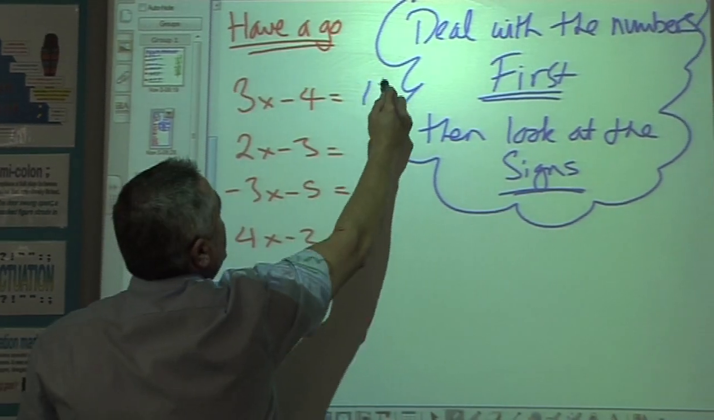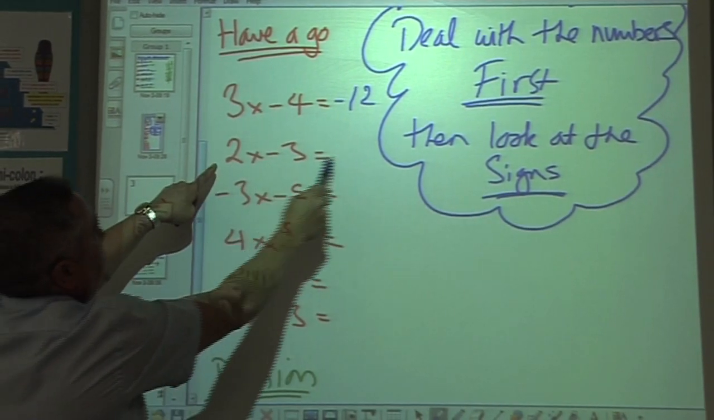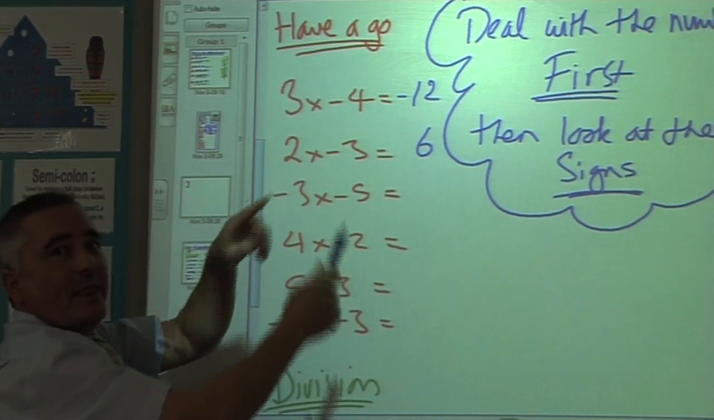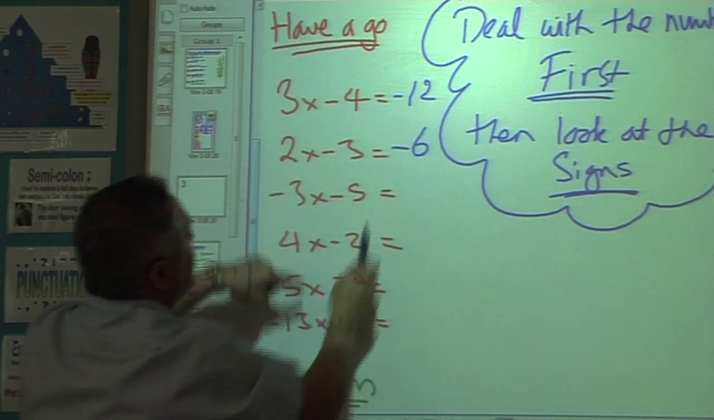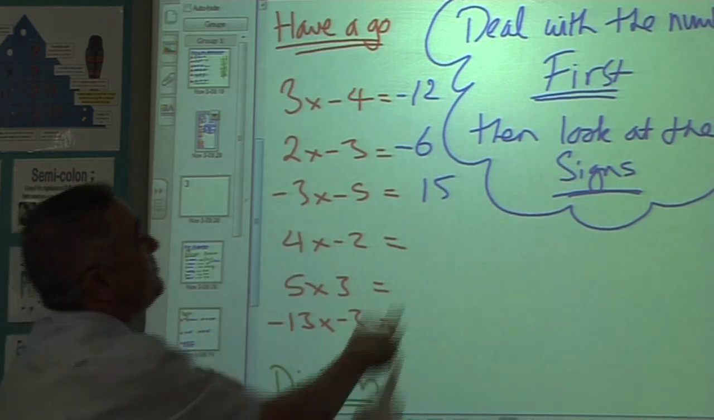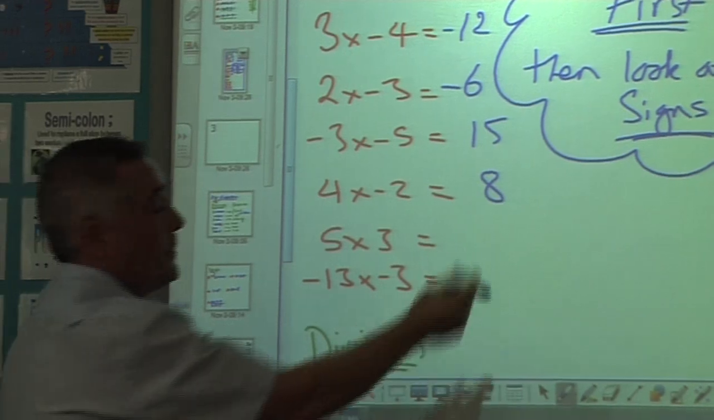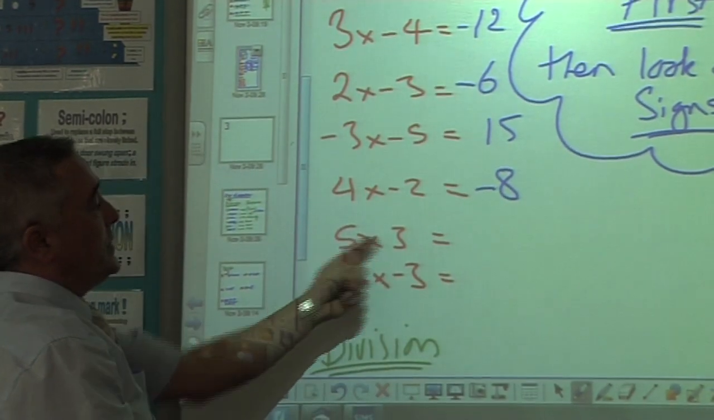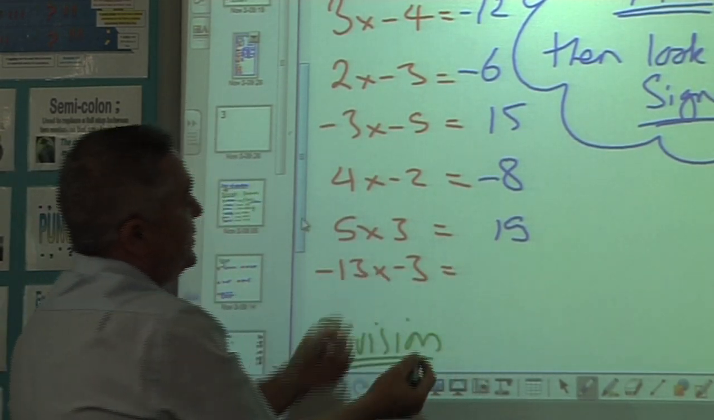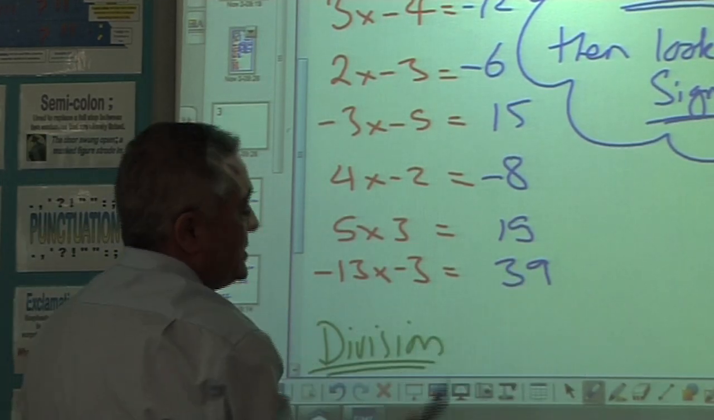3 times 4, 12. Are the signs the same or different? They're different. Negative. 2 times 3, 6. Are the signs the same or different? They're different, so it's negative. 3 times 5 is 15. Signs the same or different? They're the same, so it's going to be positive. 4 times 2, 8. Signs the same or different? 5 times 3, 15. Signs the same or different? 13 times 3, 39. They're the same, stays at positive 39.